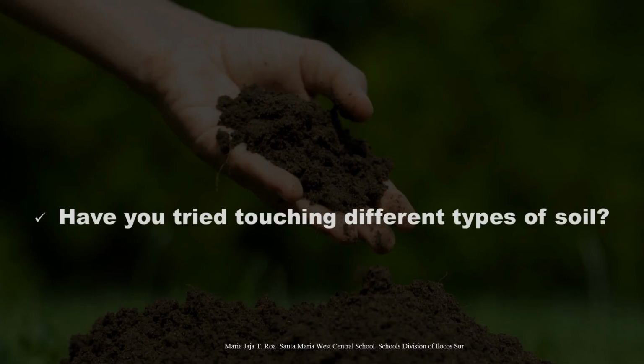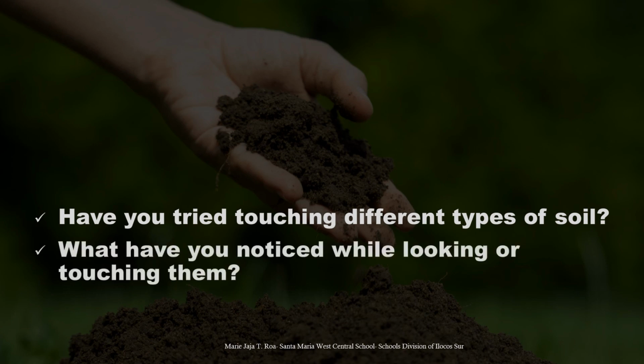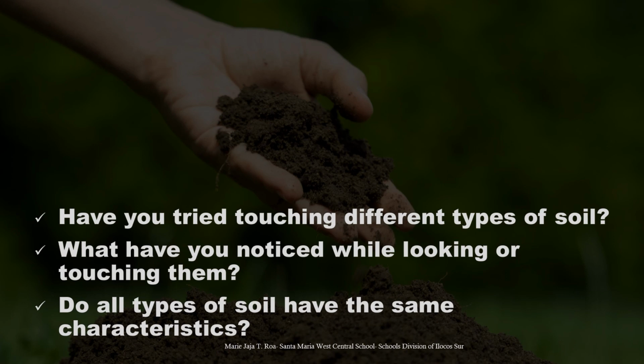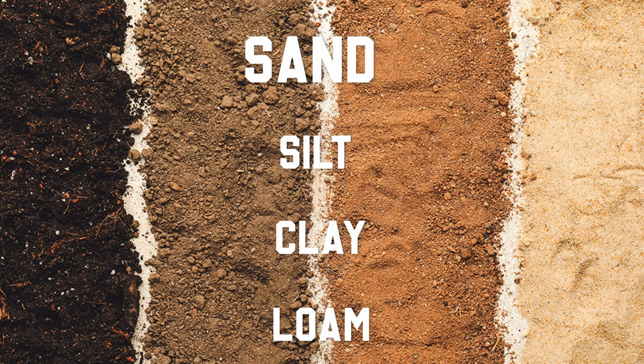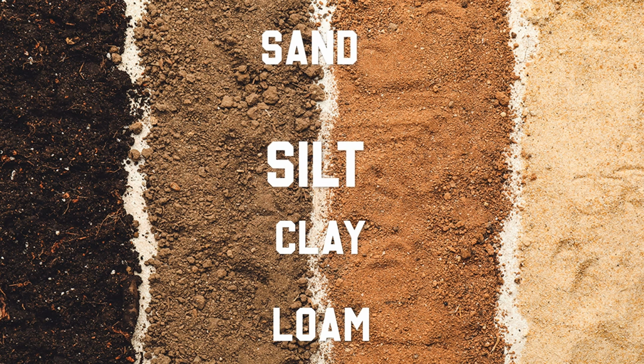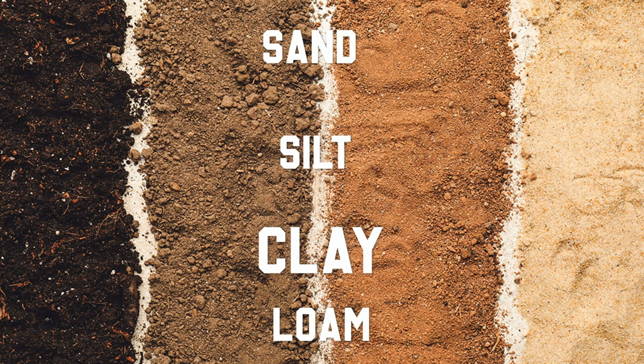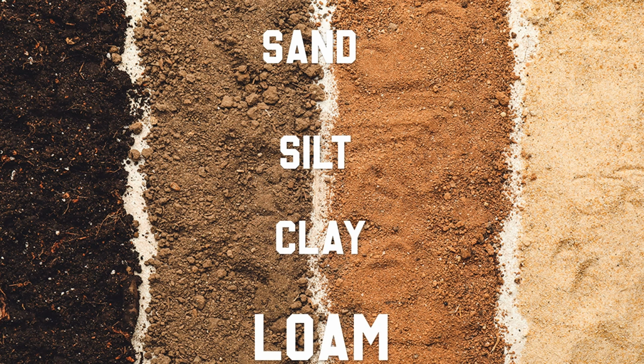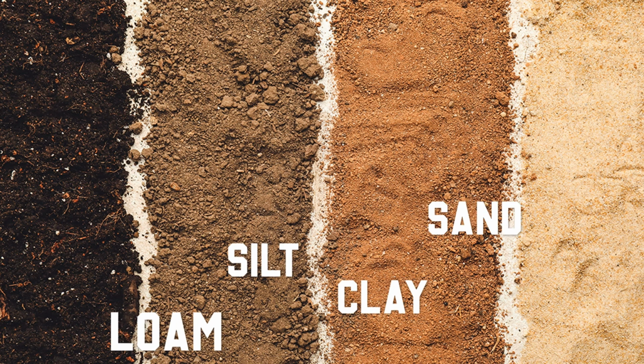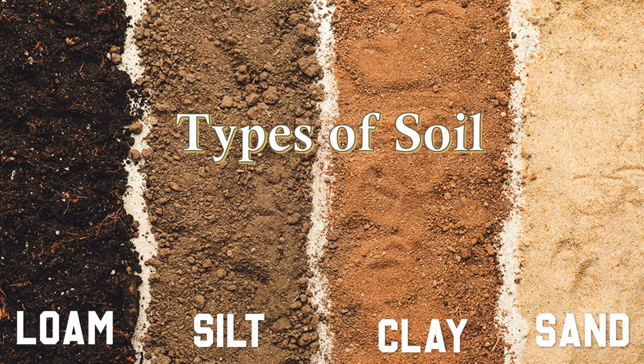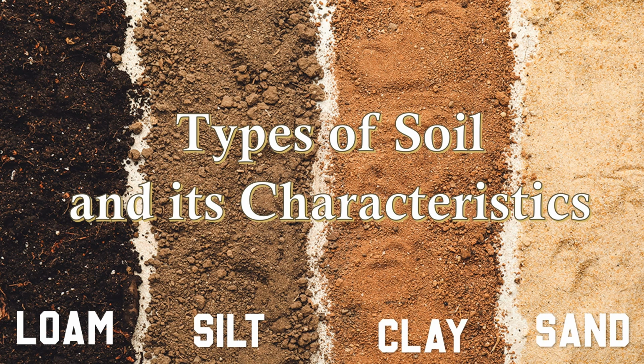Have you ever tried touching different types of soil? What have you noticed while looking or touching them? Do all types of soil have the same characteristics? There are 4 types of soil: the sand, the silt, the clay, and the loam. The most important property of soil is texture, because texture is a measure of whether the soil is more like sand, silt, clay, or loam.